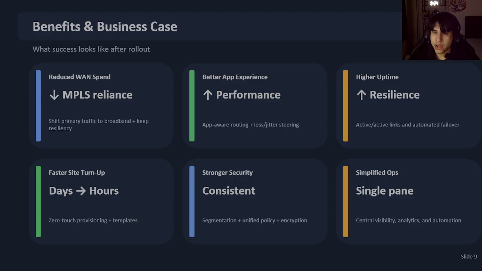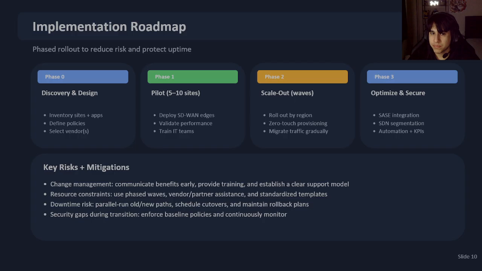Now let's talk about the rollout and risk management. This rollout should be phased to reduce business risk. Phase 0 is discovery and design. We inventory applications, classify traffic, and define policies. This leads to phase 1, which is the pilot. We deploy SD-WAN into small groups of sites and validate performance and reliability.